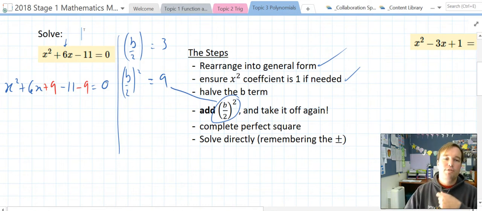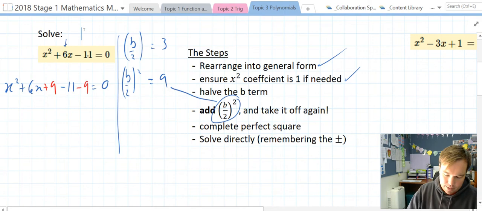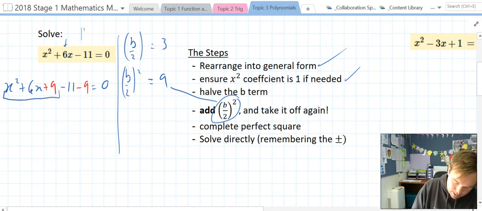Now, really, we've changed nothing about this equation. There's nothing here that's different. We just added 9 on, taken 9 off. Okay. Why have we done it? Well, why we've done it is to set up this here.